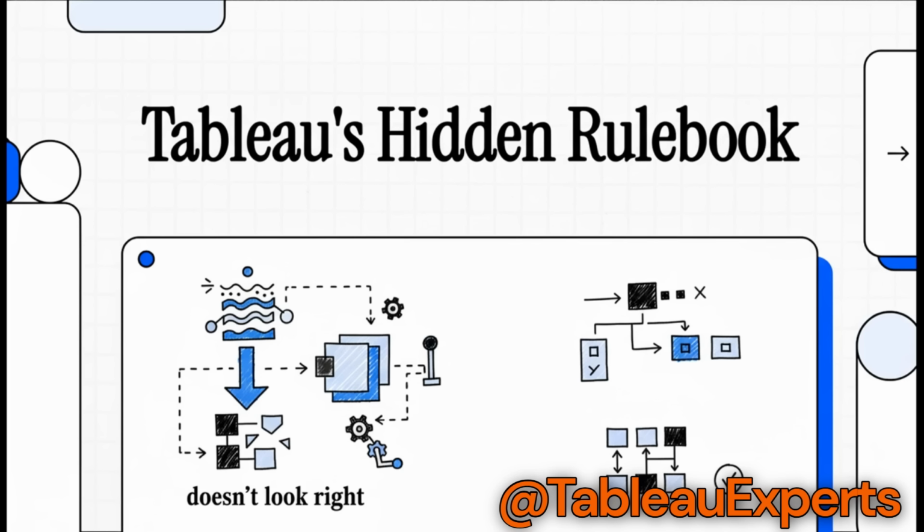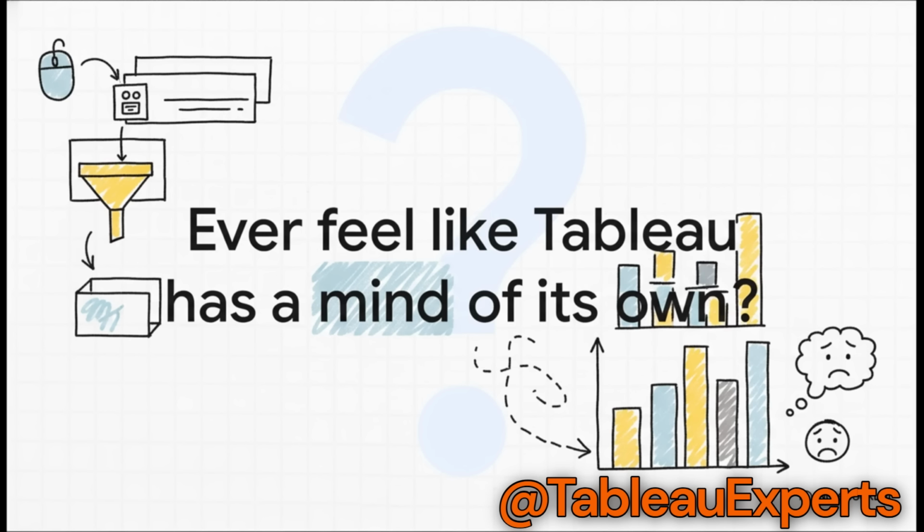Today, we're going to tackle a classic Tableau headache. You know the one. You set up a simple filter and your data just goes haywire. Well, we're going to crack open Tableau's hidden rulebook to show you exactly why that happens and, more importantly, how you can take back control. So let's dive in.